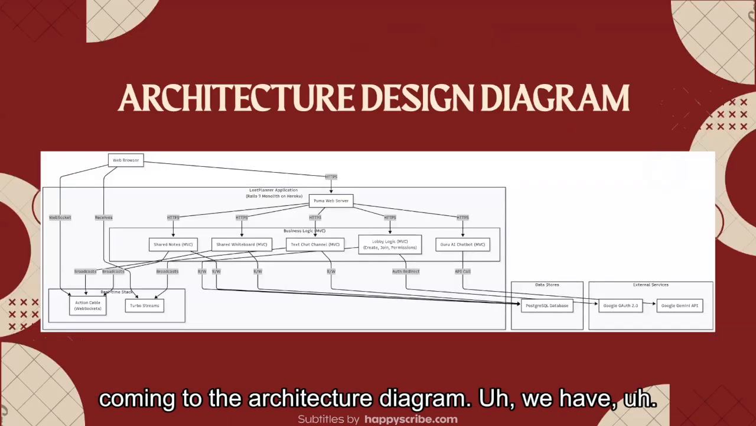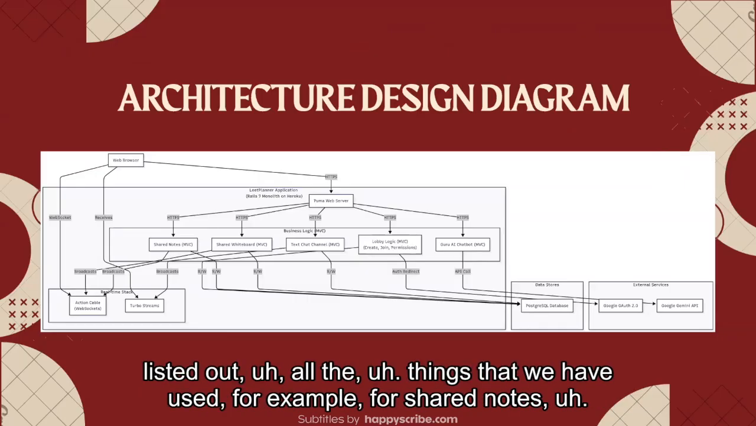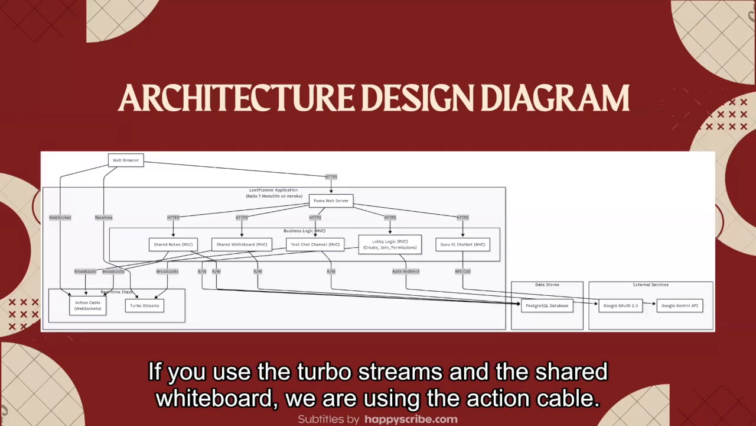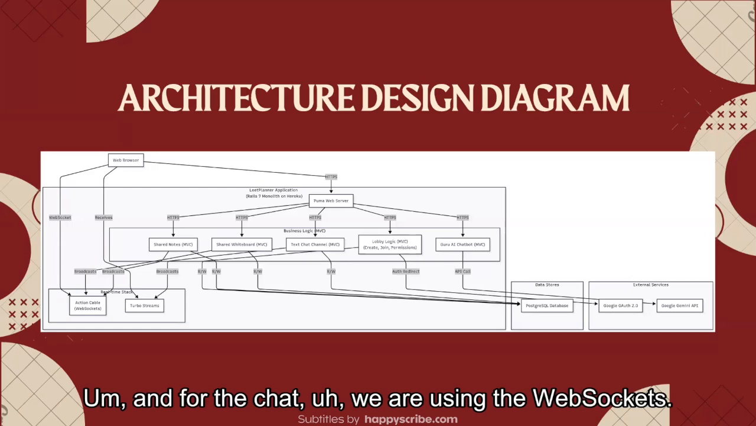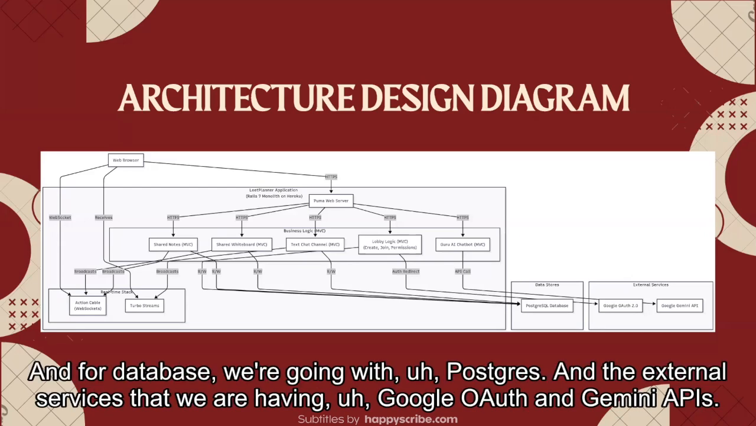Coming to the architecture diagram, we have listed out all the things that we have used. For example, for shared notes, we have used Turbo Streams, and for the shared whiteboard, we are using Action Cable. And for the chat, we are using WebSockets. For the database, we're going with Postgres. And the external services that we have are Google OAuth and the Gemini API.